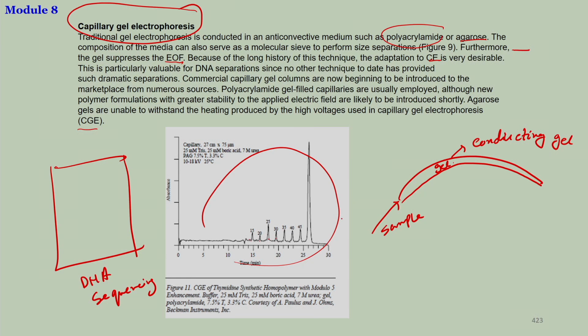And here you can see the separations. With a change of even a single nucleobase in a very long DNA sequence, you can actually identify up to 45-mer base pair sequences. They are all poly T sequences actually.